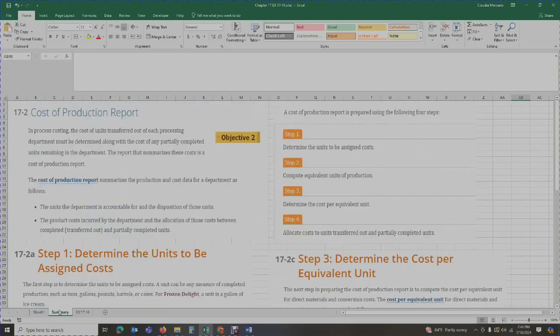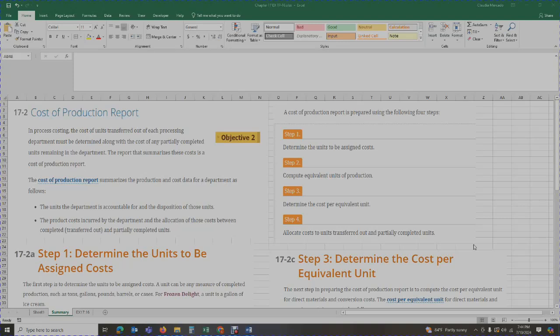Before we begin, it is important that we read the entire chapter. I know I sound like a broken record, but it is super important that we read. Reading is what's going to help us understand the content, and some of this material can be a little bit confusing. So a cost of production report, what is that?